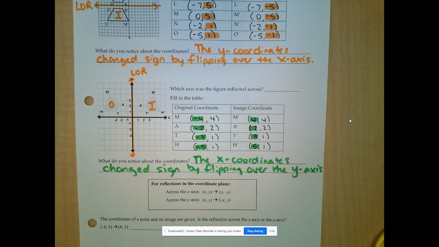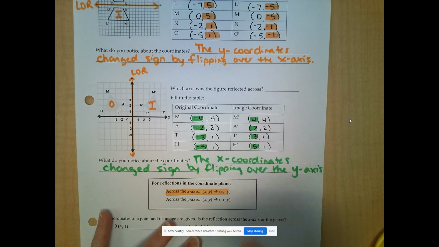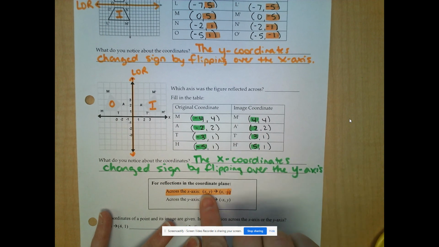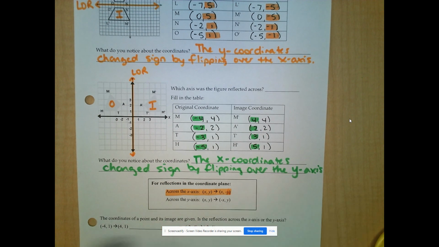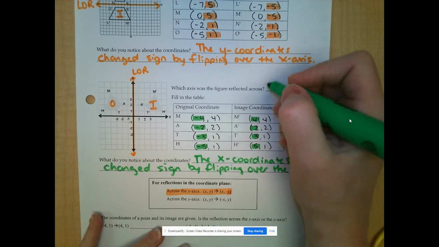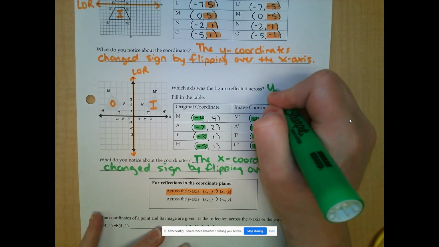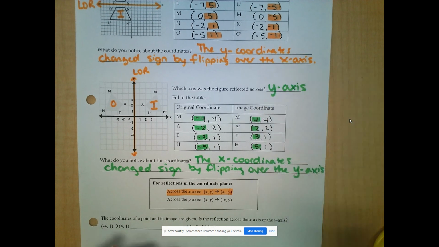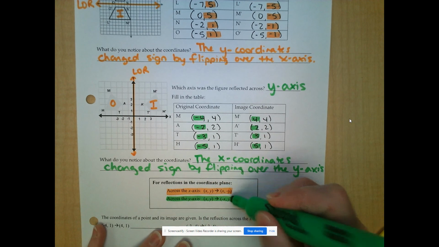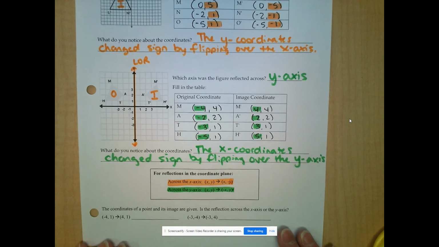All right, so at the bottom it says for reflections on the coordinate plane, if you are going to reflect over the x-axis, you will notice it is the y coordinate that changes from a y to a -y, changes sign. And if you are going to flip over the y-axis, writing in highlighter, always interesting, it is the x coordinate that changes.